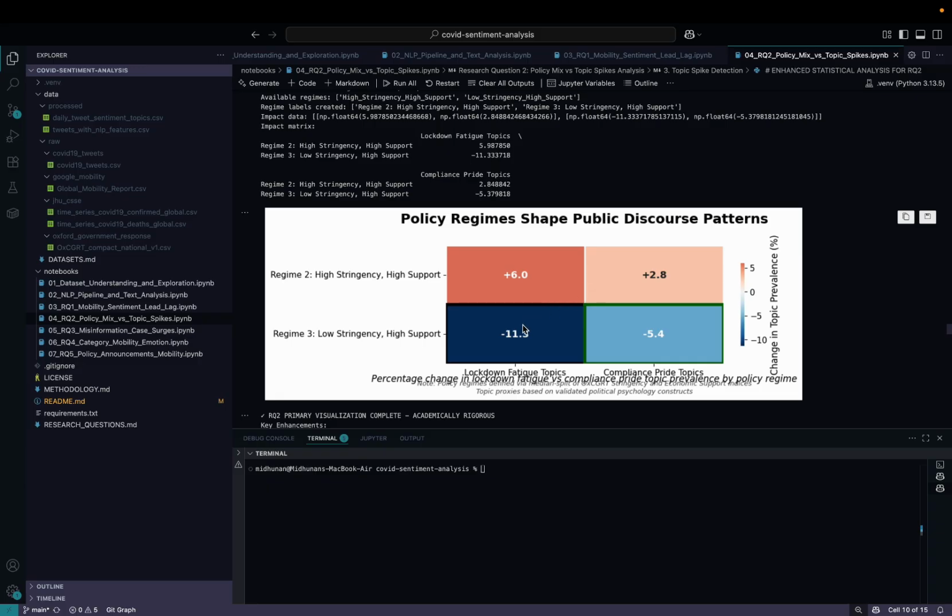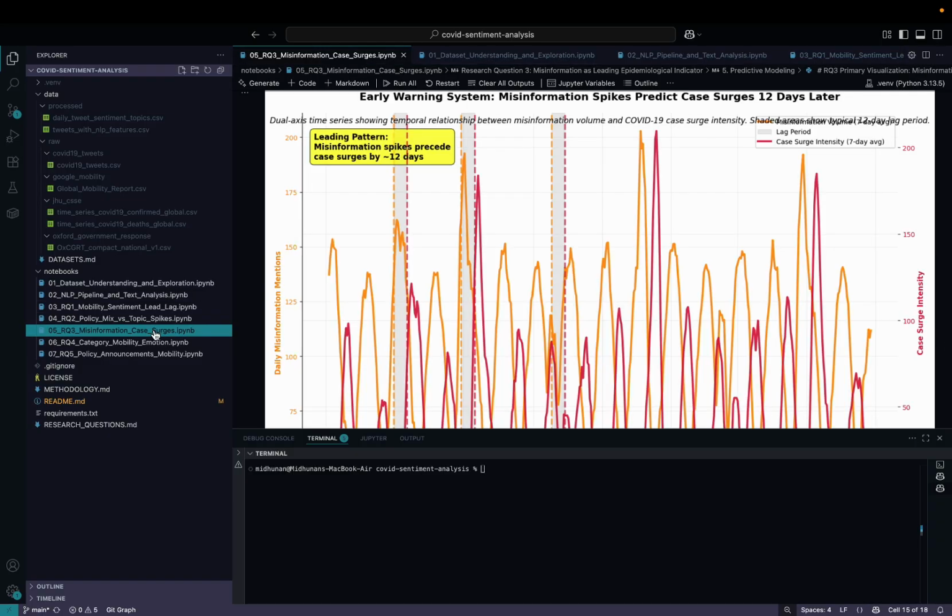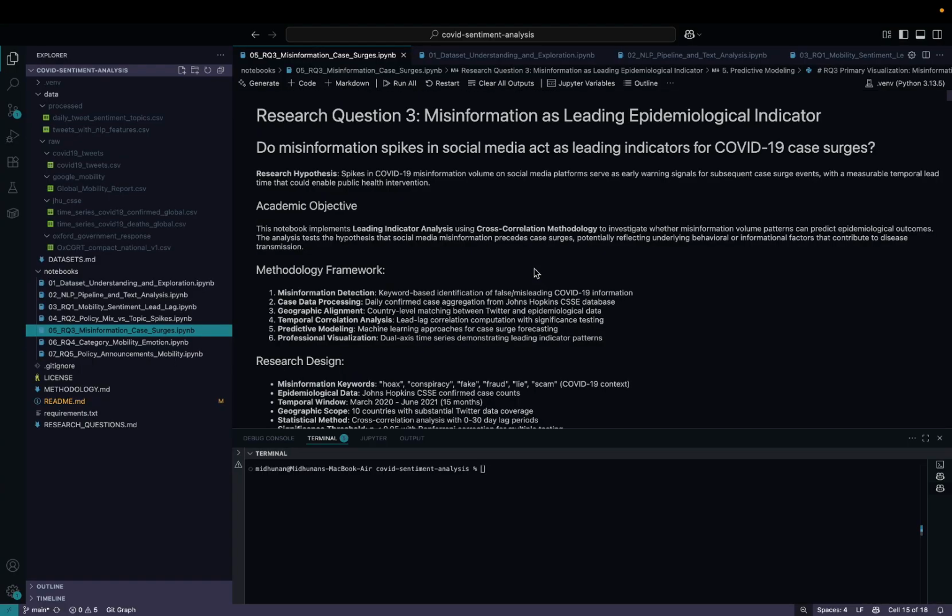So in lockdown fatigue topics and with the high stringency, there is high change percentage in topic prevalence. And then we'll move on to question 3. Question 3 states: can misinformation tweets predict COVID case surges? This is a very important question because wherever misinformation is predicted, can misinformation lead to prediction of COVID-19 cases?